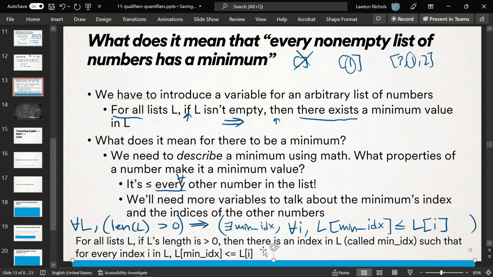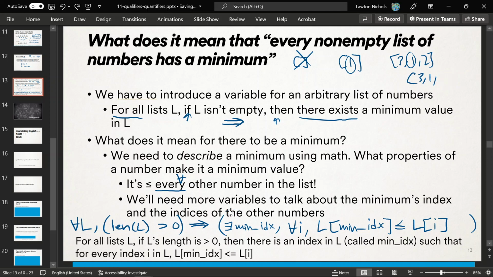Sometimes minimum index? Yeah, you want to read the backwards E as "there exists." So there is somebody, there is at least one minimum index. Because this is, in fact, a true case, because maybe the list was 3, 1, 1, 2. Both of these could be the minimum. I'm just saying there exists a minimum index, at least one. There could be multiple minimums in that list.